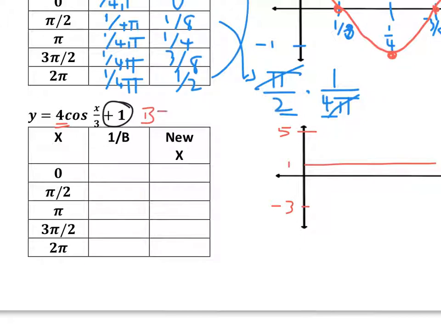Okay? Since B is equal to 1/3, remember 2 pi divided by 1/3 tells us that our period length is going to be 6 pi. That's going to be our period length. So we're going to end at 6 pi. Okay? So how do we get there? Well, let me ask you a simple question. What's 1 divided by 1/3 to make our chart easier? 3. So instead of multiplying by 1 divided by 1/3, how about we just multiply it by 3? 0 times 3 is 0.